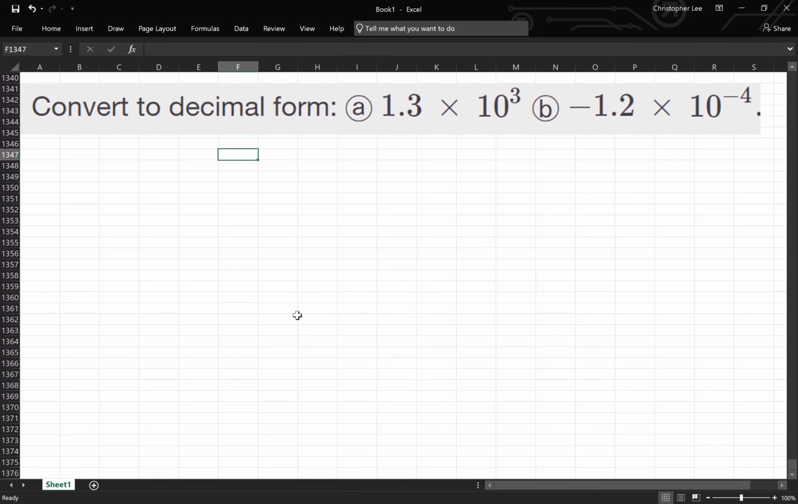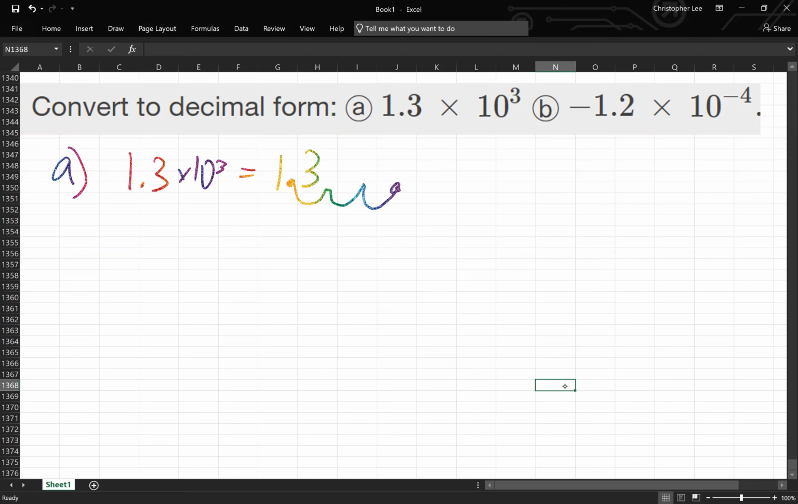All right, let's try this out. So I got 1.3 times 10 to the third power. This is for A. So what am I going to do? I'm going to take that 1.3 and move that decimal. How many spaces? Three. To the right or to the left? To the right. One, two, three, right here. So now I'm just going to add some zeros. So what does this equal? 1,300.